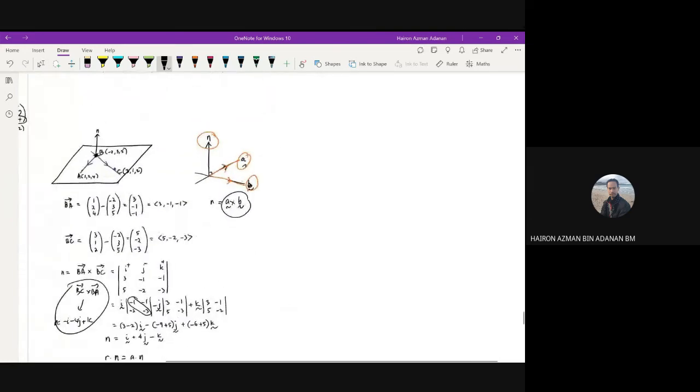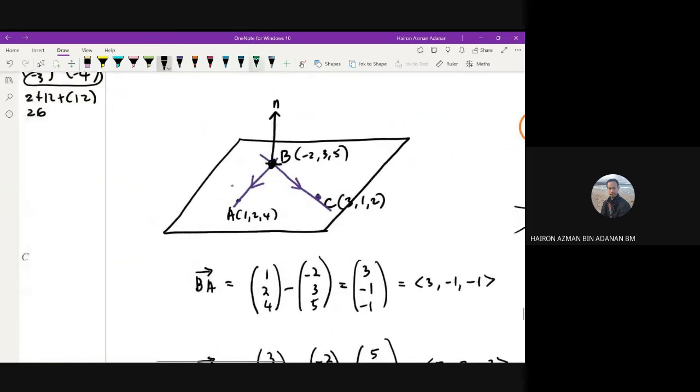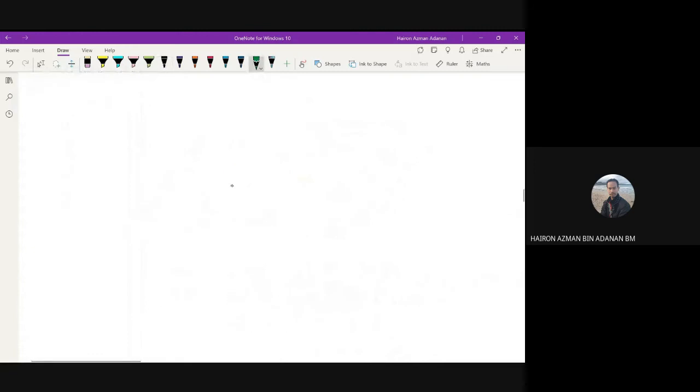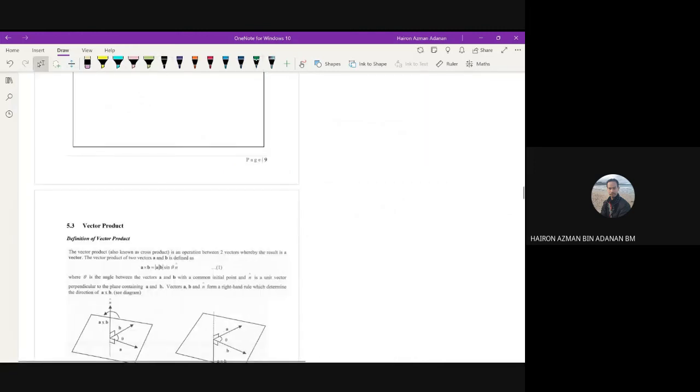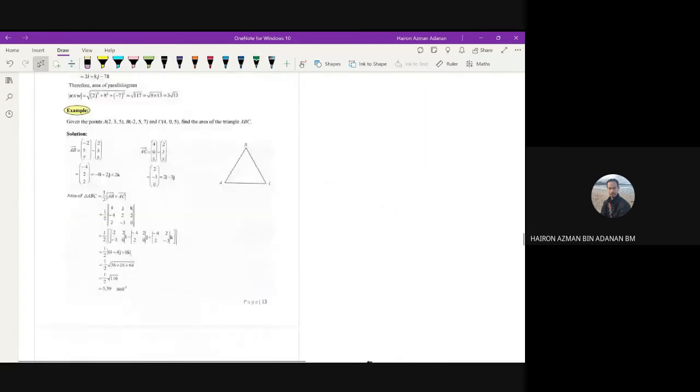Okay. Macam ni lah. Okay, I guna different color of pen. Kalau you nak guna vektor normal, okay, sorry. Dia dah auto scroll.